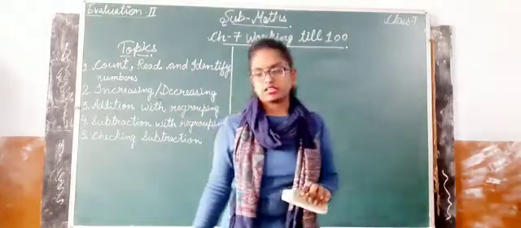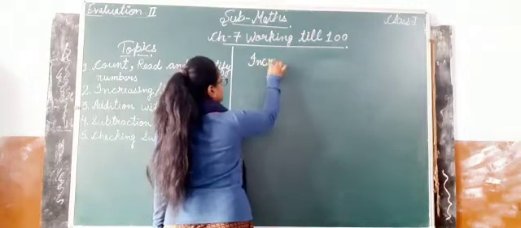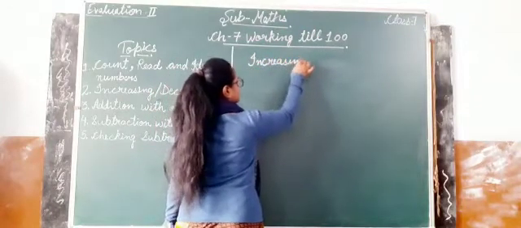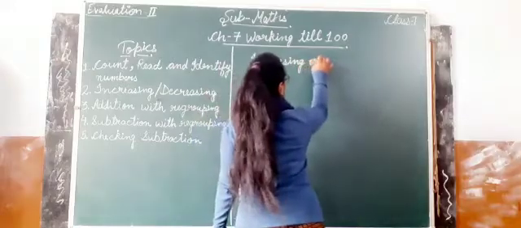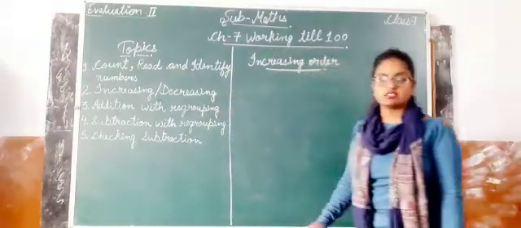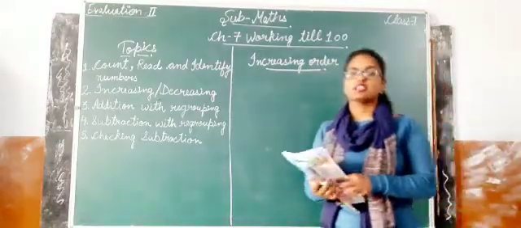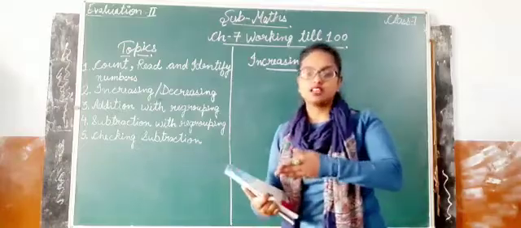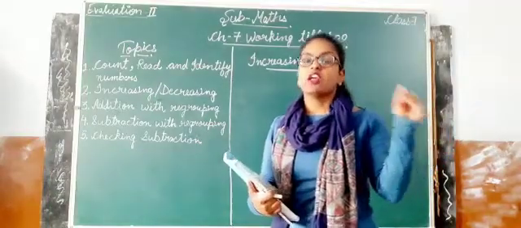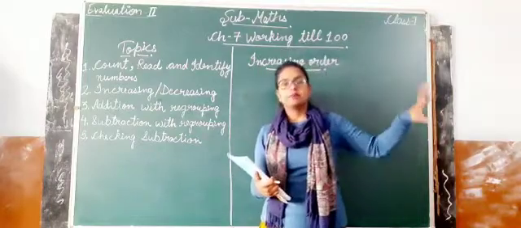let us move to the next topic, that is increasing and decreasing order. First of all, I will teach you how to arrange numbers in increasing order. So what is increasing order first of all? Increasing order is going from the smallest number to the biggest number, or smallest object or whatever it is, to the biggest one.